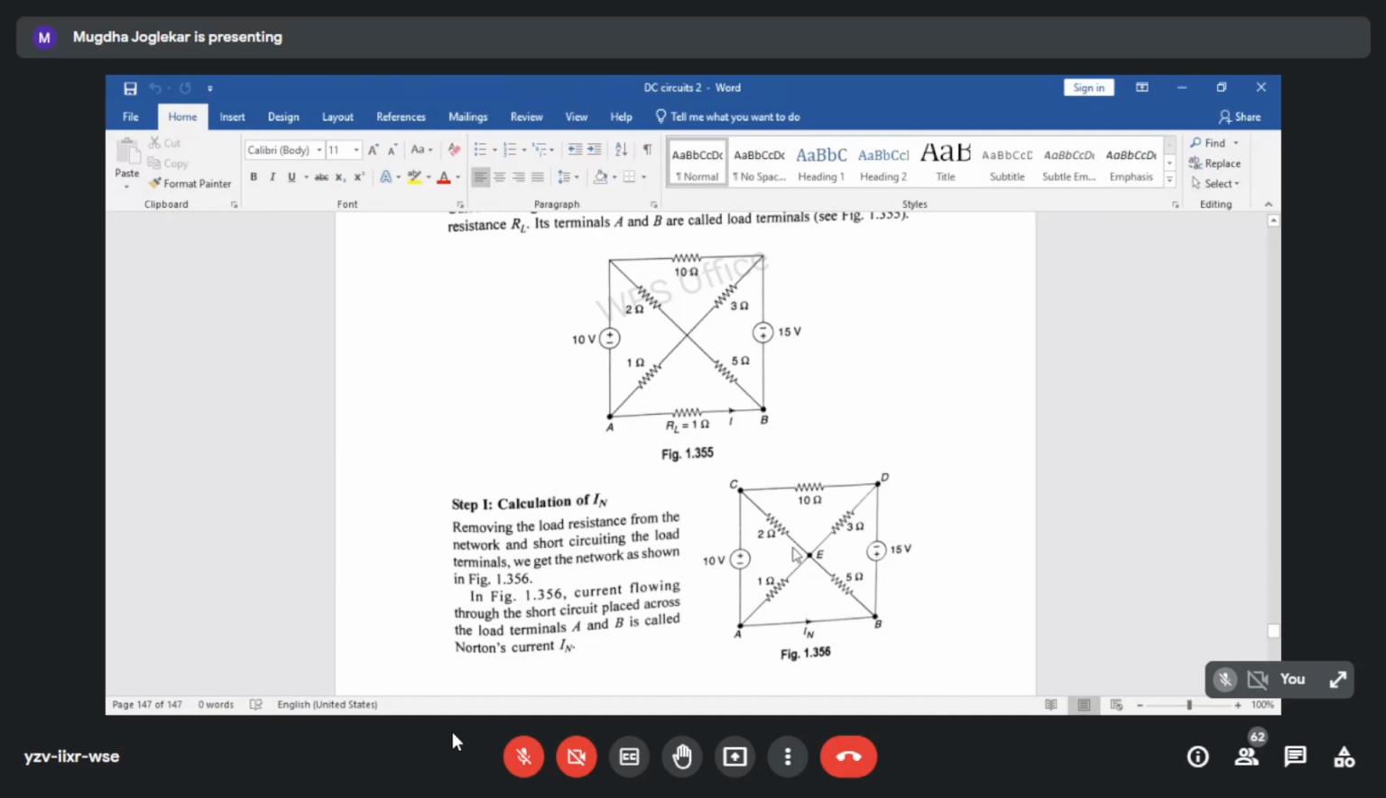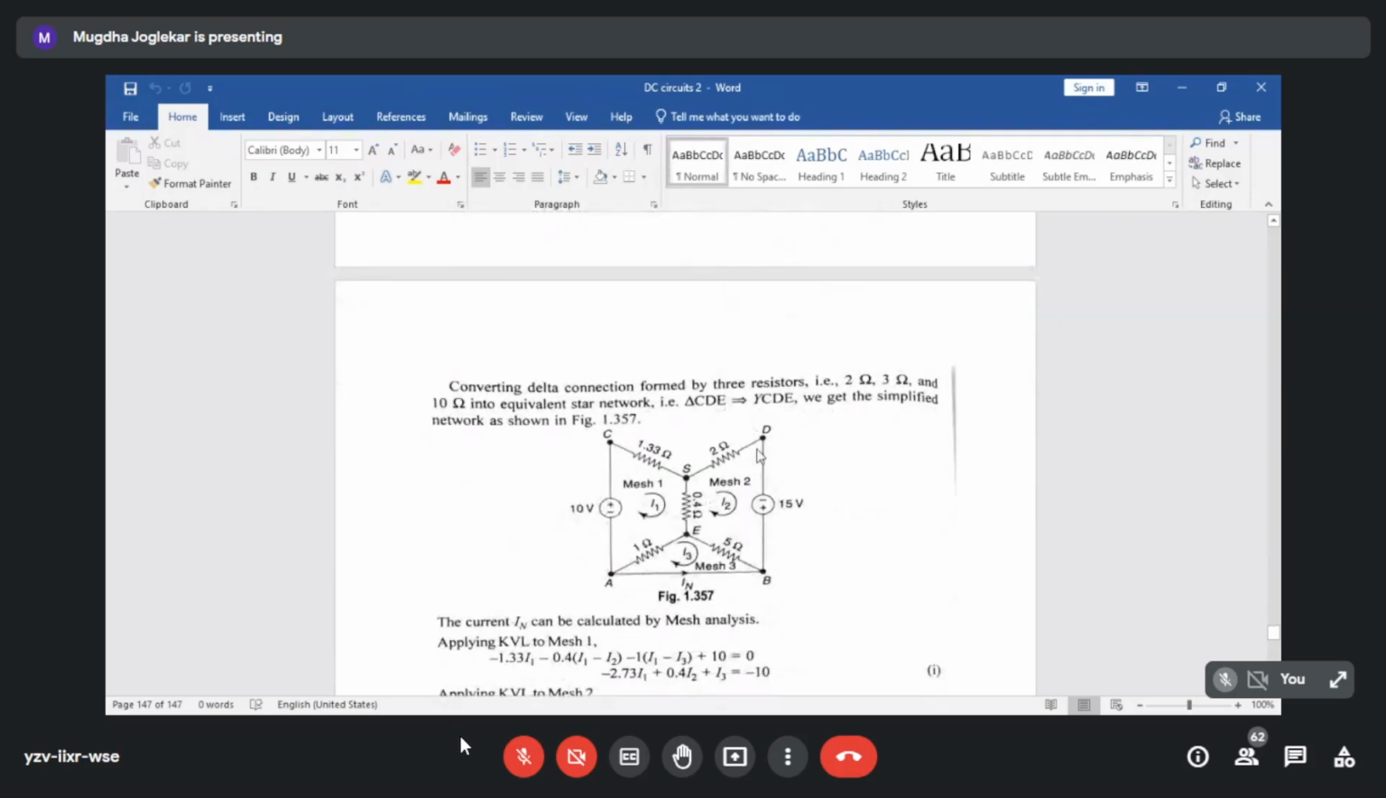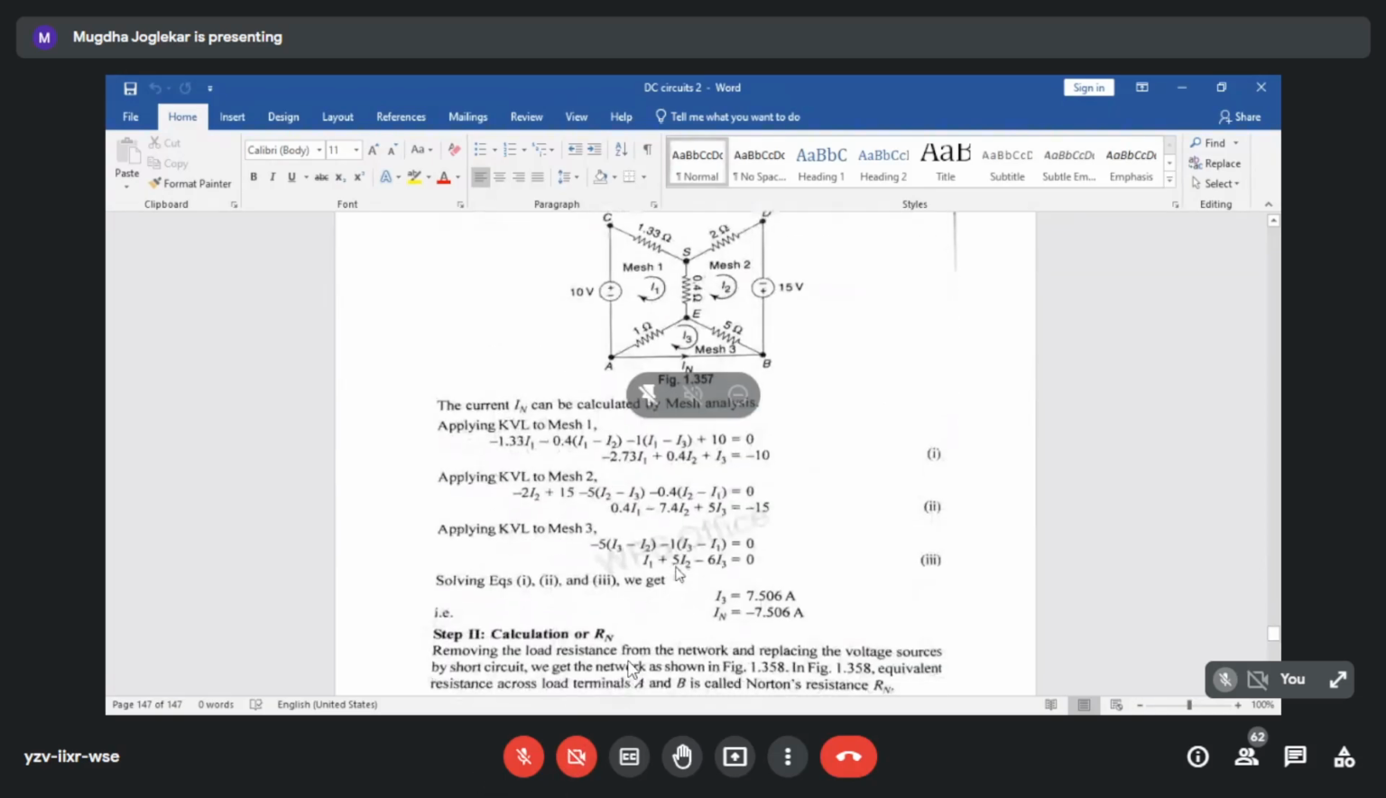Now here you can apply KCL, KVL, mesh, nodal, whatever you want, or star delta transformation, source transformation, and then find out the IN value. So how did they find it? They converted the upper delta into star, got three meshes, and then found the value of IN. After finding the IN value, we can proceed for finding the RTH. Now, RTH is similar to your RN. So for finding RN, remove the branch AB, and after removing AB, you are going to find out RTH across A and B.